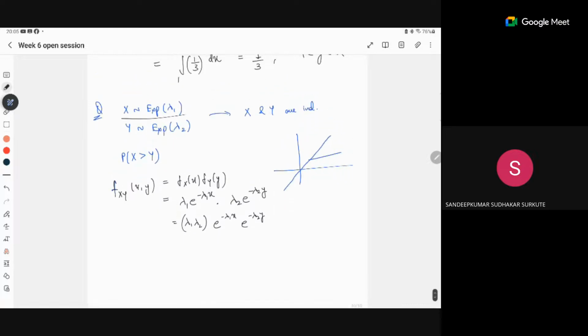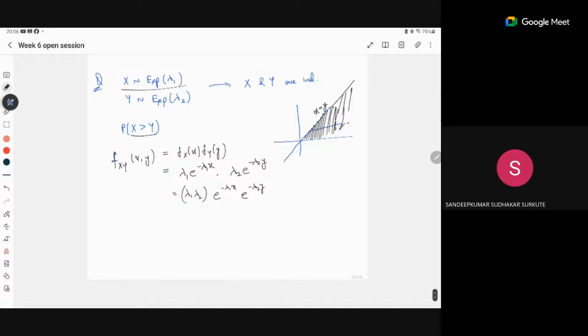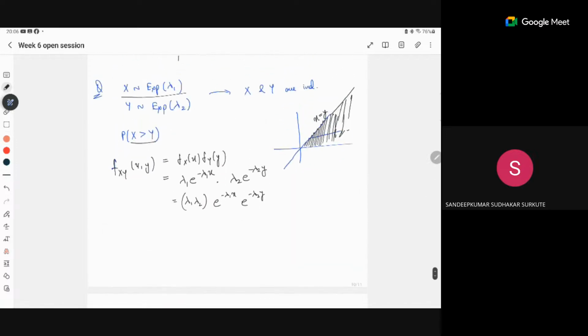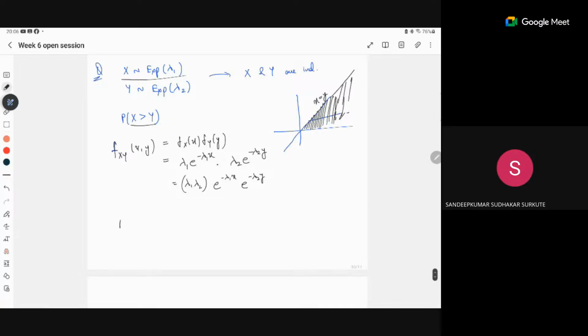So now we have to find the probability that X is greater than Y. So this is my line x equal to y, right? X greater than y is this whole region, which keeps going. So this is my region, and we have to find this probability. What is the probability that X is greater than Y? To find it, this would be the double integral of f(x,y) dx dy.